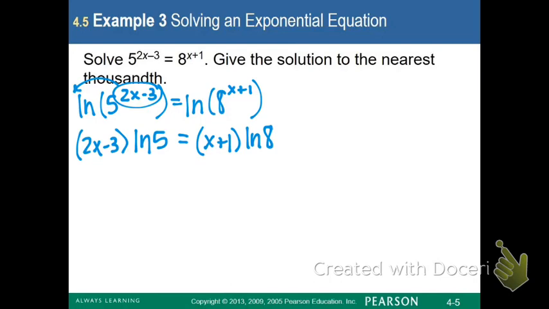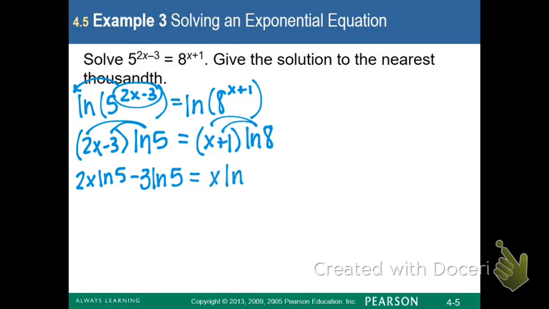Okay? Now, natural log of 5, natural log of 8, those are just numbers, right? We're not going to change them to the number just yet. But really what I want to do here is distribute that through, multiply that number through. So that would give me 2x natural log of 5 minus 3 natural log of 5. I want to do the same thing on this side, distribute that through. So x natural log of 8 plus 1 natural log of 8, or just natural log of 8.